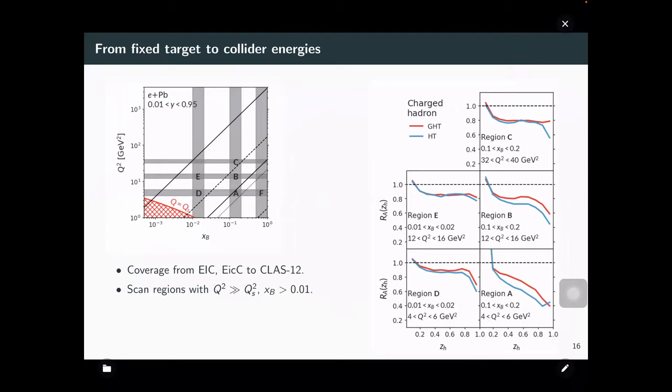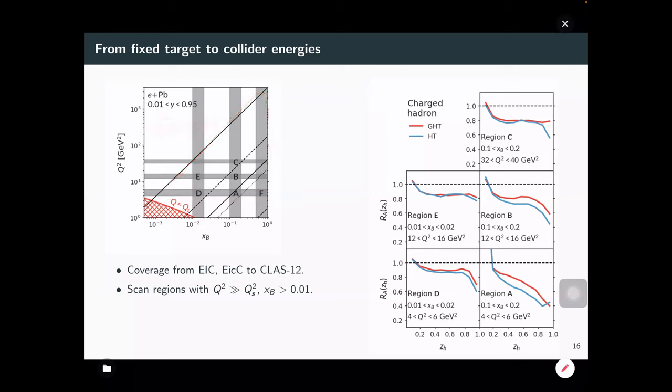So from fixed target experiments like HERMES and CLAS to collider energies for the future EIC, what can we do? The first advantage is that there is a huge increase of the kinematic reach. Of course, I'm not even putting the top colliding energy for electron-lead collisions. I think here it corresponds to square root of s equals 43 GeV, but you can already reach a much, much greater region in the coverage of Q squared and x_B.